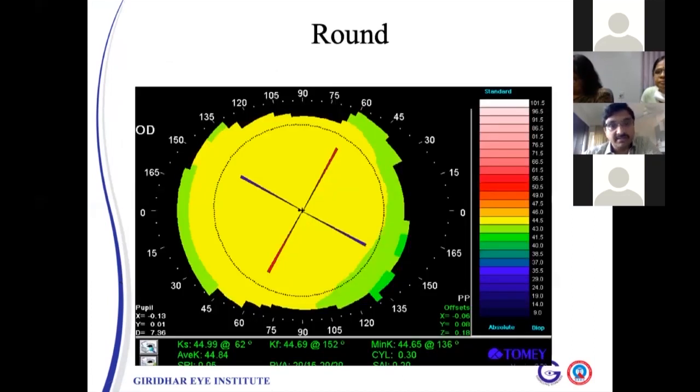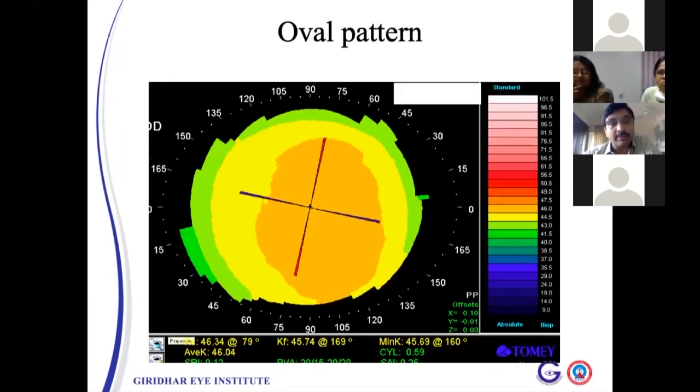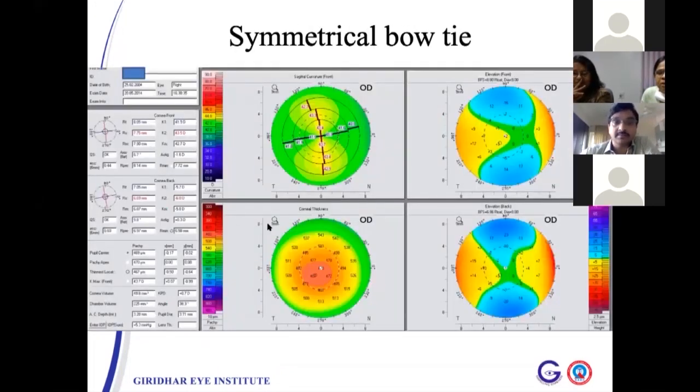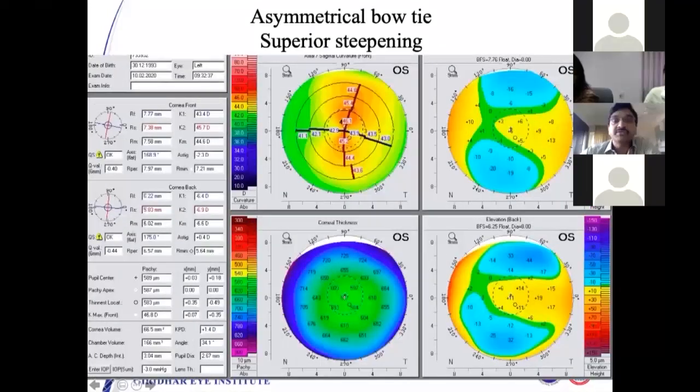So this is again a Placido-based TMS printout, a round oval pattern. Then this is an Oculyzer or the Pentacam printout showing the symmetrical bow tie. Above and below the flat meridian, it is a very symmetrical 8 picture. Symmetrical bow tie. Then if you see here, the upper part of the 8 is slightly larger than the lower one, which means that there is a superior steepening.